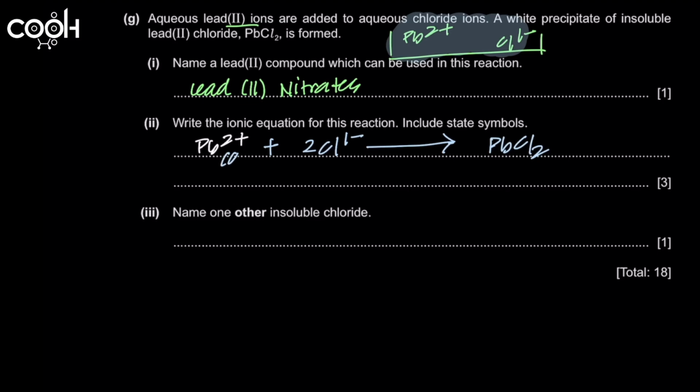What are the state symbols? Because these are ions, they're going to have aqueous state symbols, and lead chloride is solid, because it's insoluble, right? So it's solid. That's why it'll have a state symbol of s.